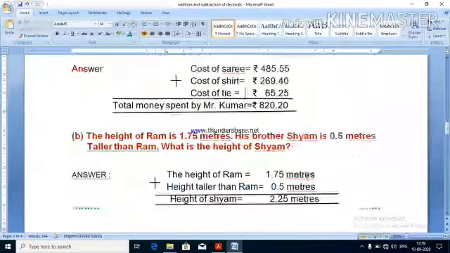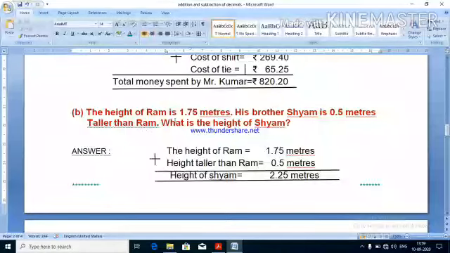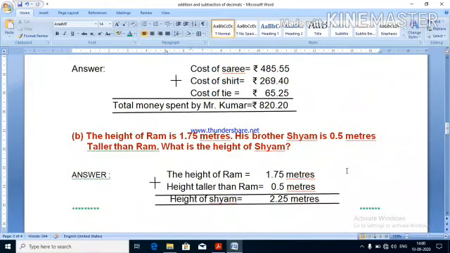Okay, now the second: the height of Ram is 1.75 meters. His brother Shyam is 0.5 meters taller than Ram. What is the height of Shyam? Here the height of Ram is 1.75 meters. How much taller than Ram was he? It is 0.5 meters. Now the total height of Shyam is 2.25 meters. Okay, in this way you have to solve the word problems. So up to worksheet 3 you have to complete in addition of decimal numbers.